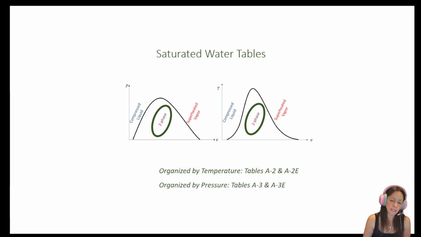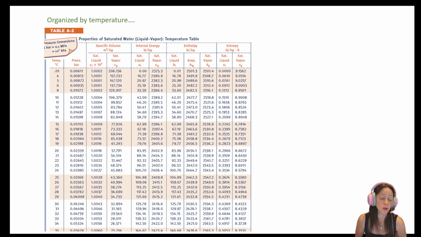The nomenclature on here: A2 and A2E, E being English units, A3 and A3E. If you're looking in other books, they have a different nomenclature or a different numbering system for those tables. But in the PDF that you have access to on Canvas, those are the table numbers that are being used, and that's the numbering system that I will refer to. Okay. All right, so here's A2. This is for saturated water.